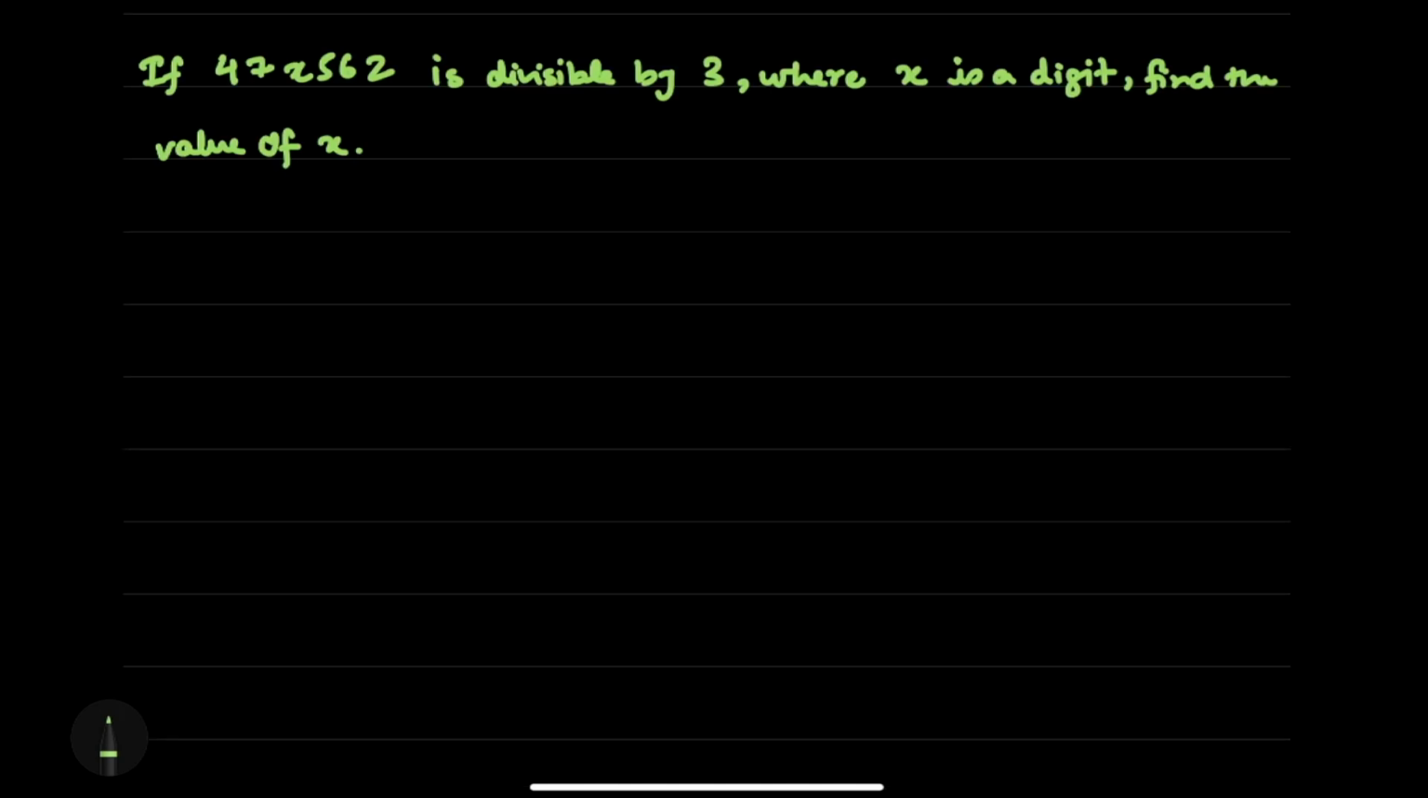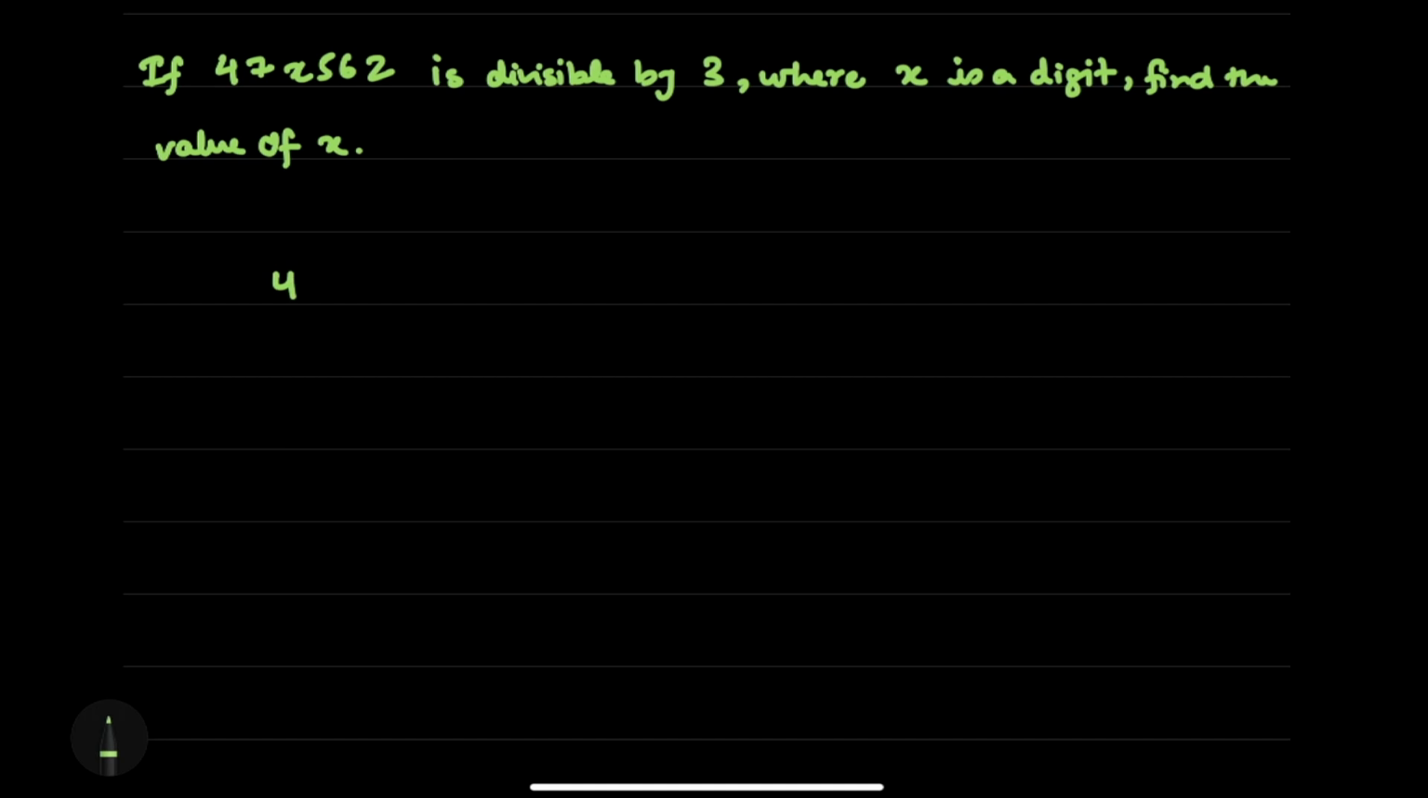So in this example, we have this number 47x562, which is divisible by 3. So we need to find a particular value of x so that this whole number remains divisible by 3. So it is very similar to the previous example, but here we have divisibility by 3. So what do we remember about the divisibility test of 3? The sum of all these digits should be a multiple of 3, or in a better sense to say, divisible by 3.